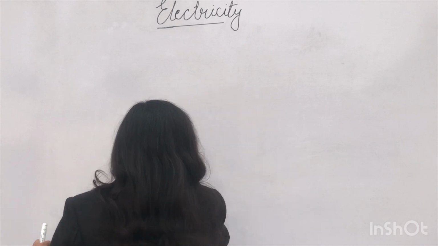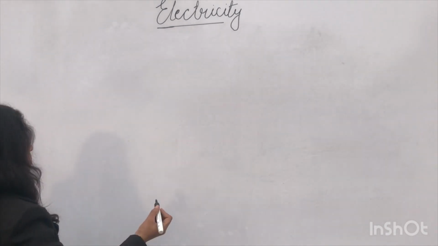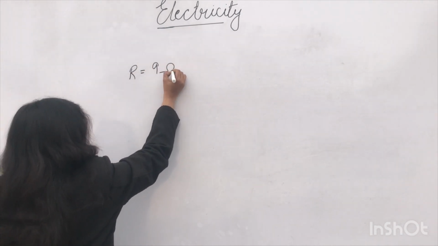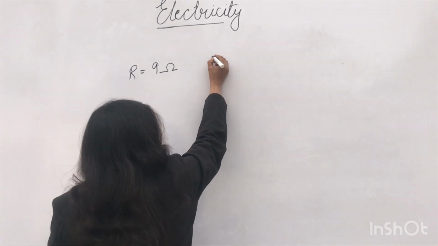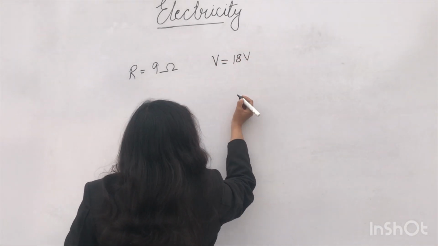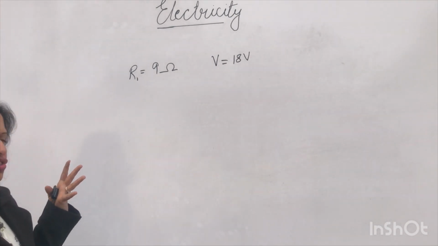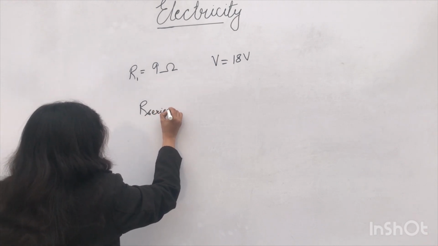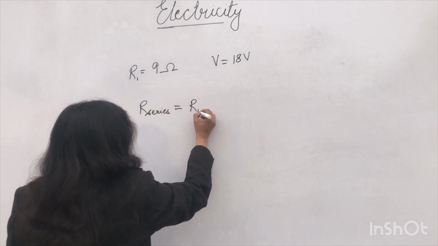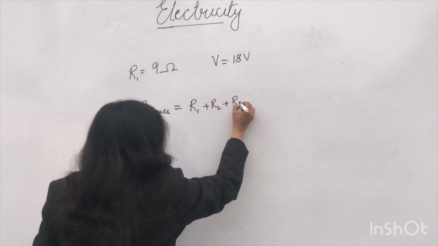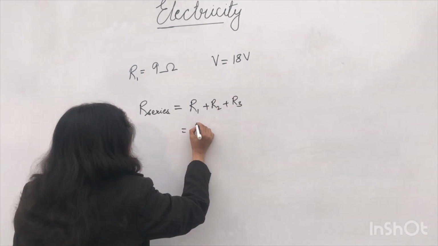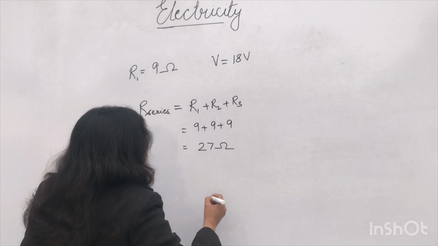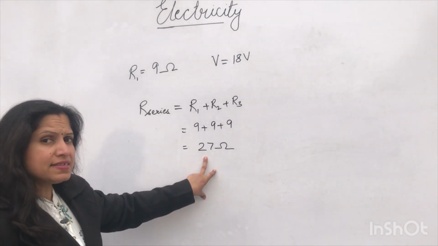With this numerical, we will be able to draw a very important conclusion as well. The resistance of each of the resistors is 9 ohm and the potential difference is 18 volt. How many resistors do we have? 3. So in series combination, the total resistance will be equal to R1 plus R2 plus R3. That will make 9 plus 9 plus 9, that is 27 ohm. So the total resistance of the circuit is going to be 27 ohm.